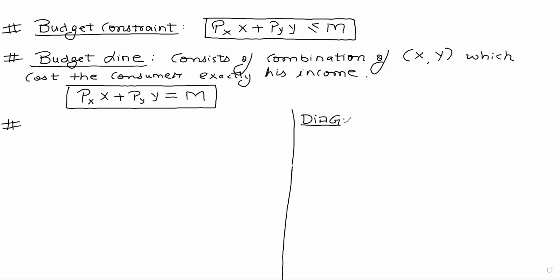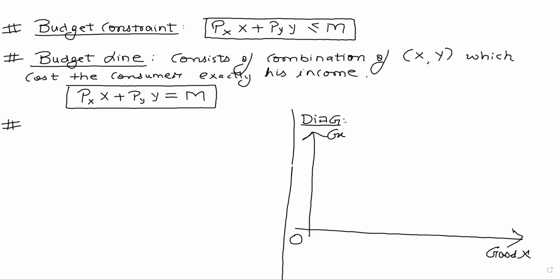Okay, so you can clearly see, suppose we measure good X on the horizontal axis and suppose we measure good Y on the vertical axis. Now students, if you look at Mankiw, since we are following the Mankiw reading, Mankiw takes good Y on the horizontal axis and good X on the vertical axis. But in my lectures, I will be following the standard notation. Usually we take good X on the horizontal axis, good Y on the vertical axis.